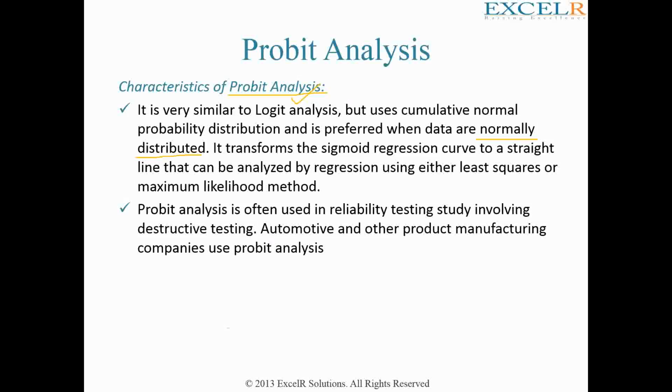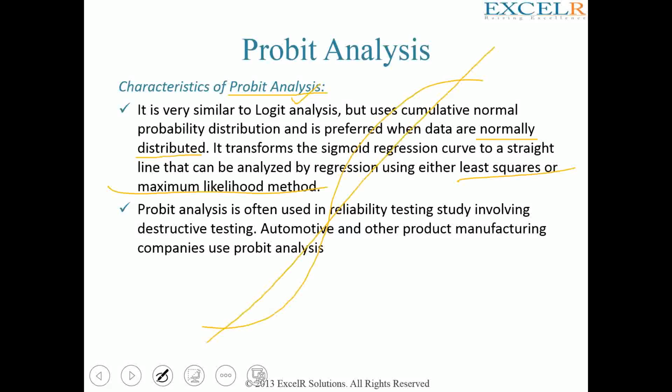This is a sigmoid curve. In this Probit analysis is going to transform your sigmoid curve to a straight line. And if you have a straight line, you know for a fact that you can either use least squares or maximum likelihood to come up with your outcome.